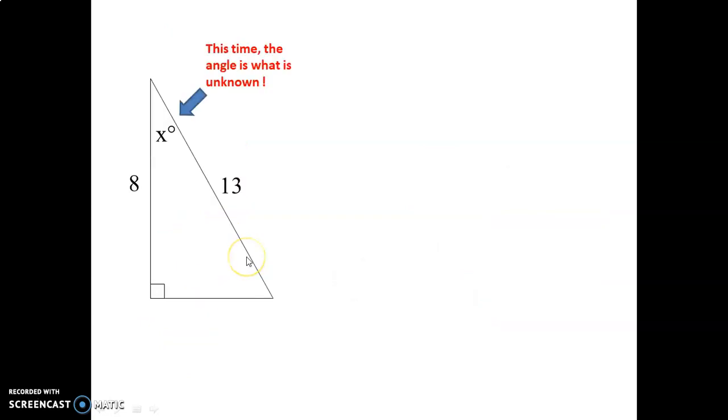One last example. This time notice the angle is the unknown. In the last two problems we had x or y along the sides, but now we're looking at an unknown angle. We can still use a trig ratio to solve this. So we're going to set up a cosine here. Why? Because we have from this angle x the adjacent side and the hypotenuse. So cosine of x equals adjacent side over hypotenuse.